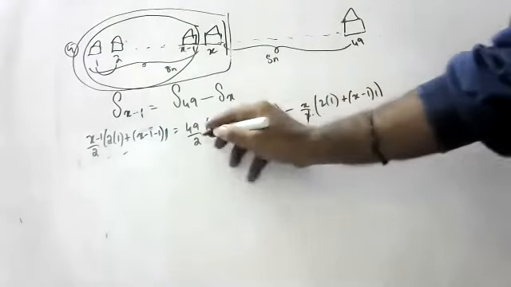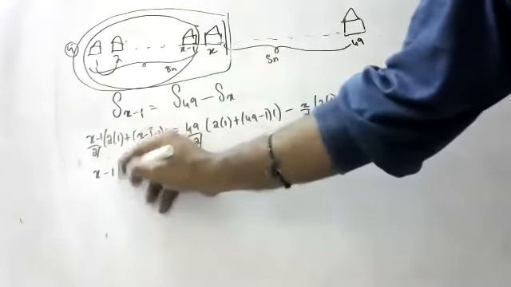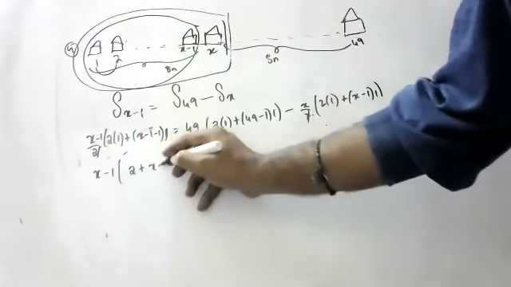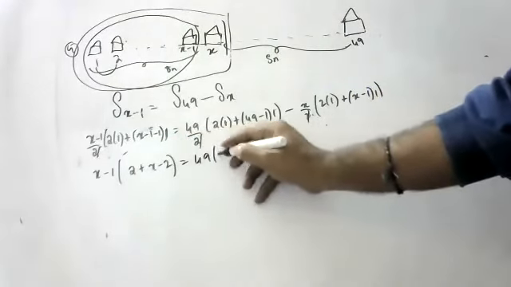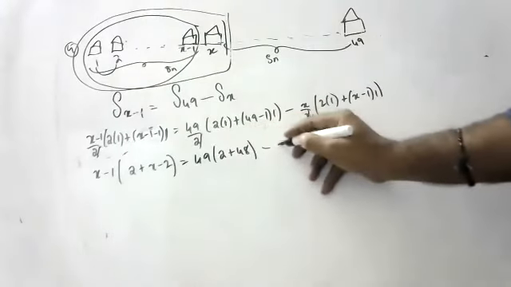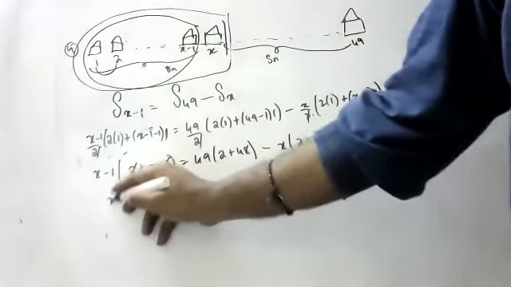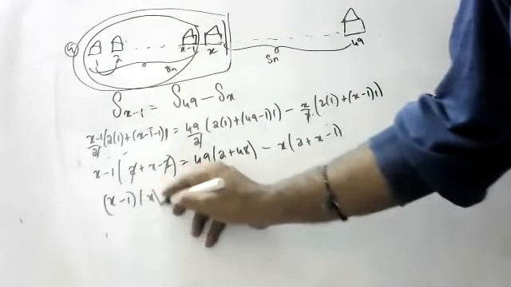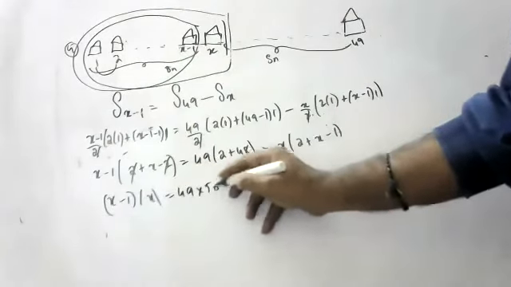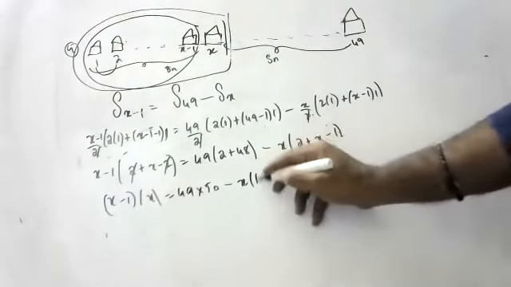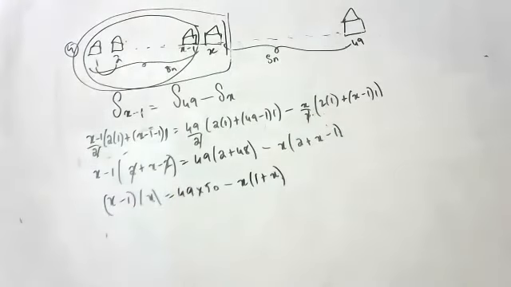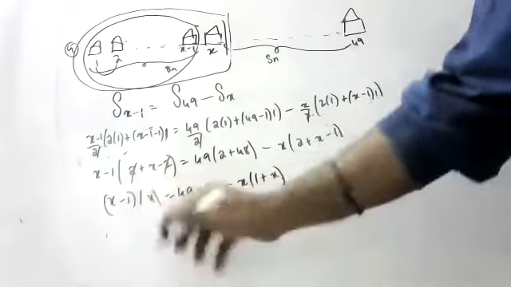Now let's cancel 2, 2, 2. X minus 1 into 2 plus x minus 2, 49 into 2 plus 48, x into 2 plus x minus 1. Plus 2 minus 2 cancel. X minus 1 into x is equal to 49 into 50 minus x into 1 plus x. Okay, children, this is correct. This you bring here, children.